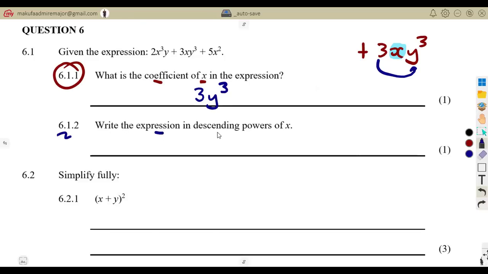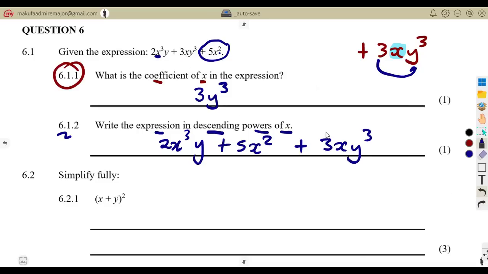6.12, write the expression in descending powers of x. Descending, that is reducing, starting with the highest exponent, where x cubed is the highest exponent there, followed by what? It's a plus. So we do not have to separate, it's like being added. The highest is 3, followed by 2. x raised to the exponent of 2, that's plus 5x squared. Where we have 3xy cubed, you just have to write as it is, adding as it is given there, but starting with the highest exponent, followed by this exponent of 1.